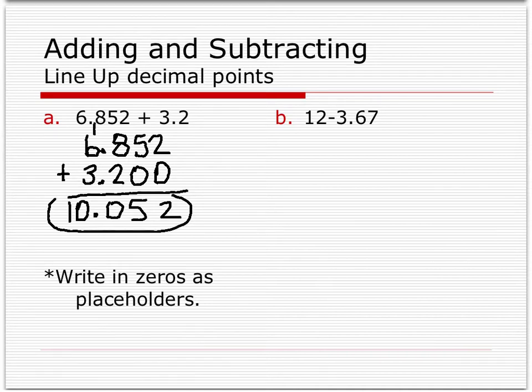I can also take a look at estimation. 6.8 is really close to 7, and 3.2 is close to 3. 7 plus 3 is 10. Well, notice my answer, I'm very, very close to 10.